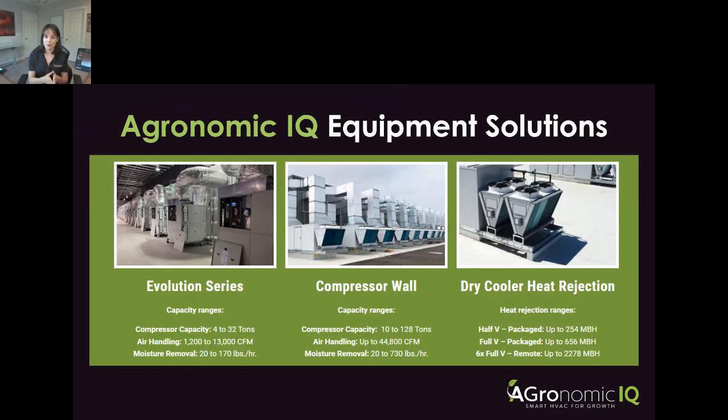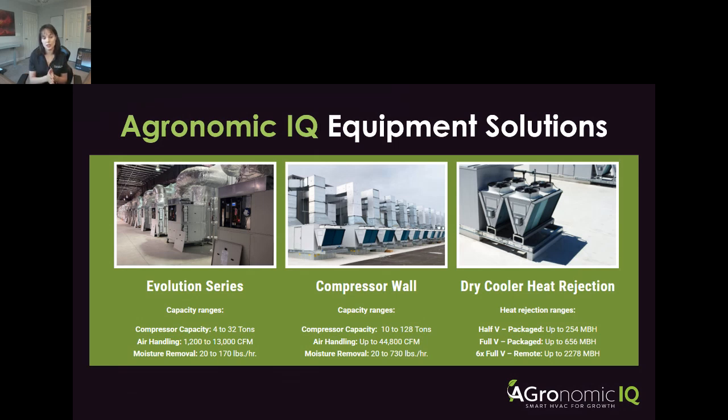Now, as I said before, Agronomics IQ, we do packaged units. So we have two different types of units that we use. Our Evolution series, which is our 4 to 32 tons, and it has a 20 to 170 pounds per hour moisture removal. Like I said, don't just go off of tonnage, go off of how much moisture removal and how much it meets your space.